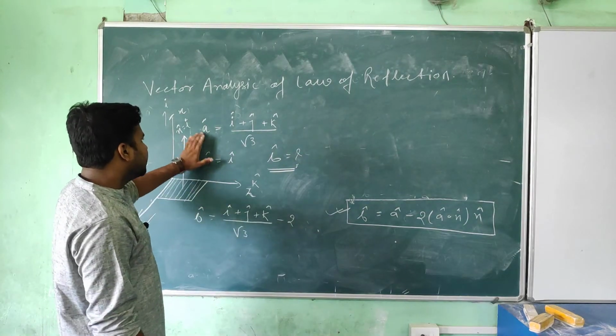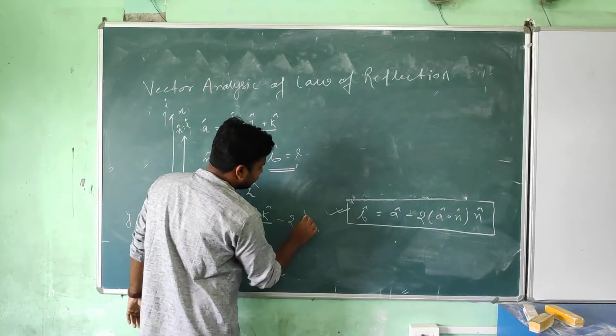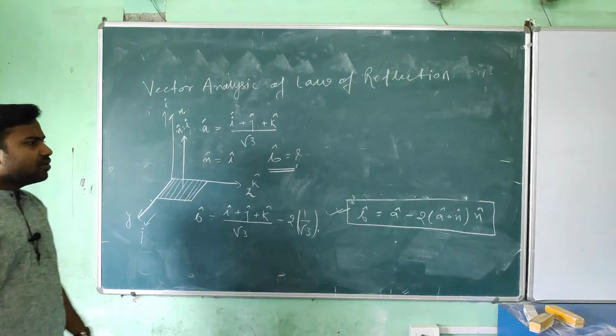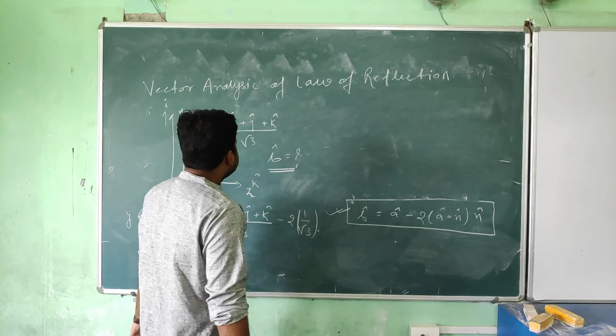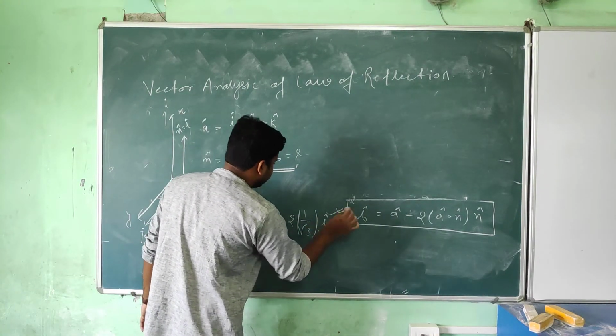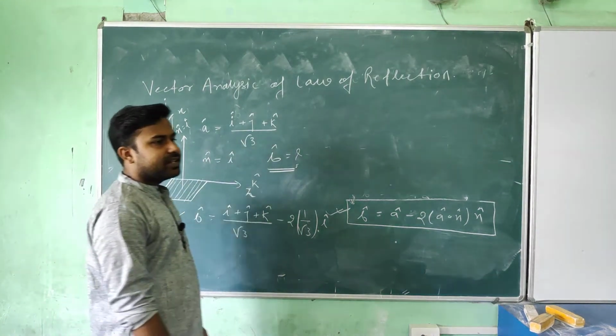A dot n: i will stay and the others will be 0. So here you will get 1 by root 3. I suppose you all know how to take the dot product. Now n cap is what? i. Now you can simplify, you will get this. So very simple.